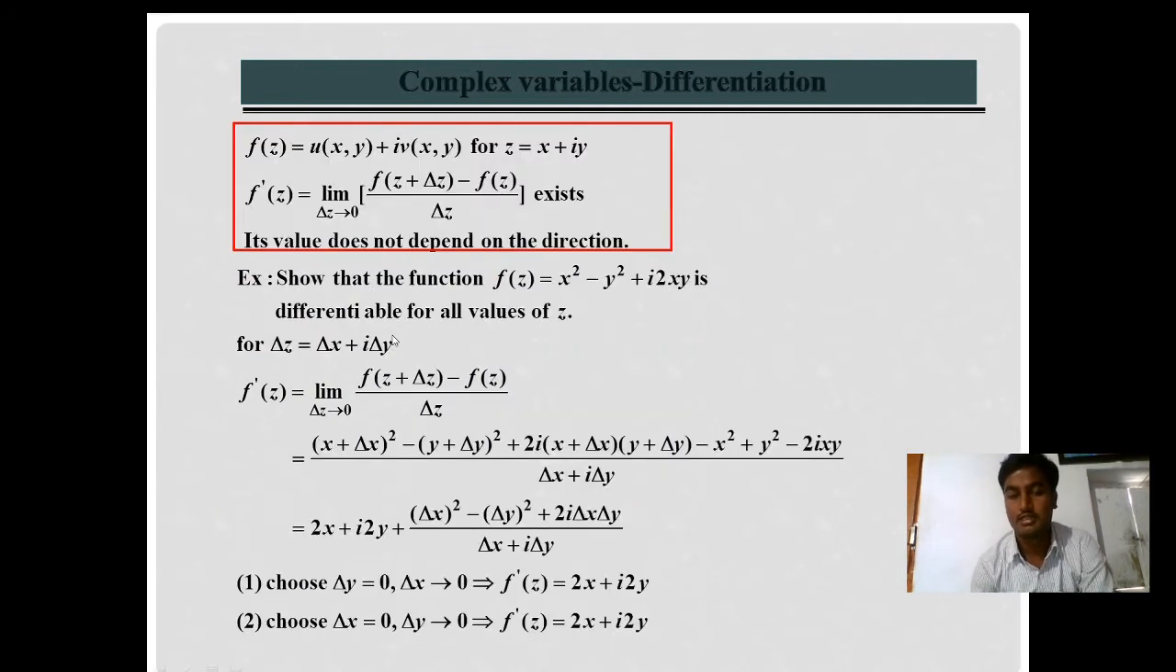Now show that the function. So this is your function, and delta z is delta x plus i delta y. Using this formula, you get this expression. Now see the paths. Delta y tends to 0 when delta x tends to 0. So these are two different paths, and in two different paths the value is the same. Therefore the derivative exists.